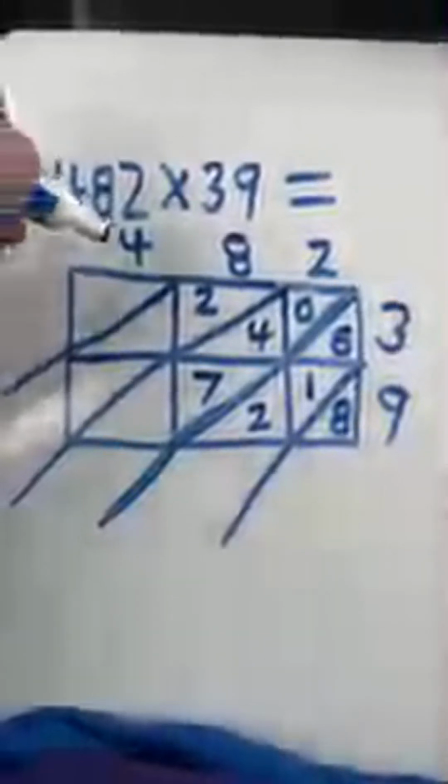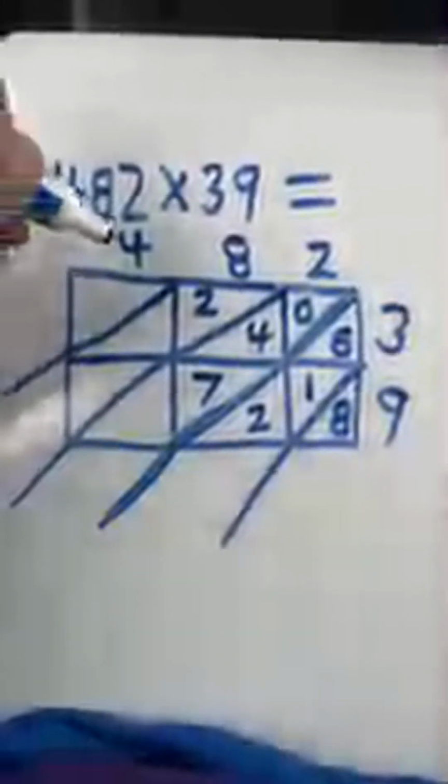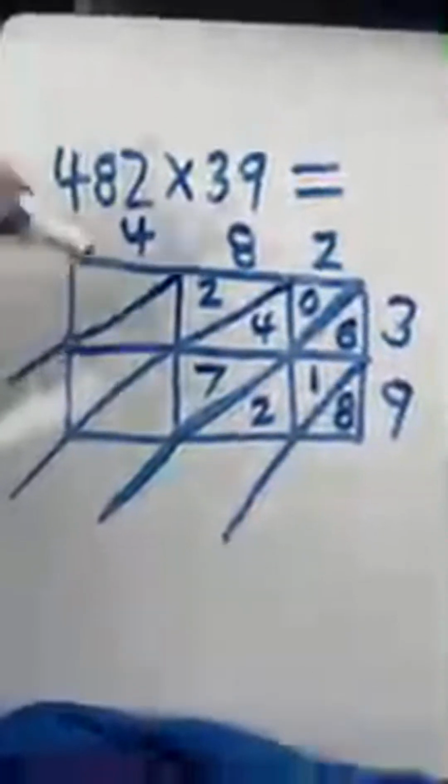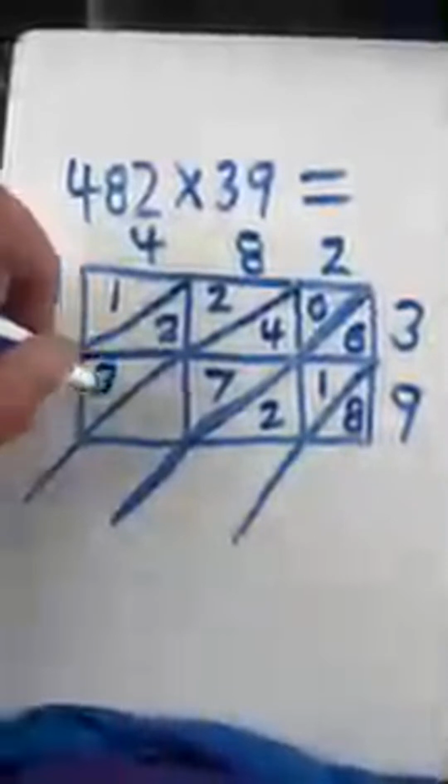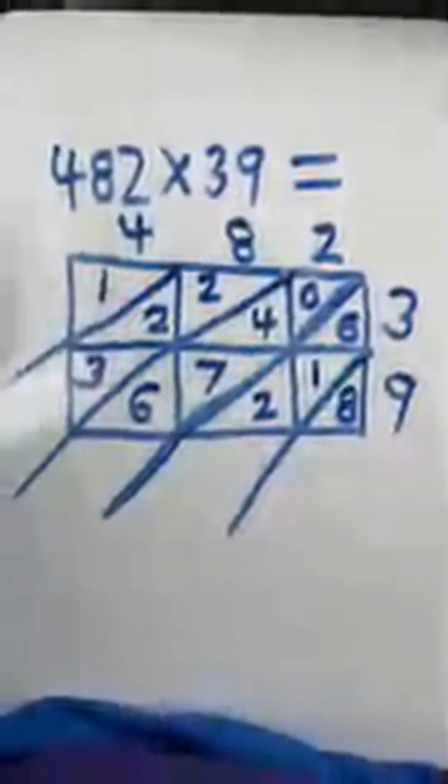Next, we're going to multiply 4 times 3. The answer to 4 times 3 goes in this square. 4 times 3 equals 12. So 1 in the top triangle, 2 in the bottom triangle. 4 times 9 is going to go in the final square here. 4 times 9 equals 36. So 3 in the top triangle, 6 in the bottom triangle. So all our multiplication is done.